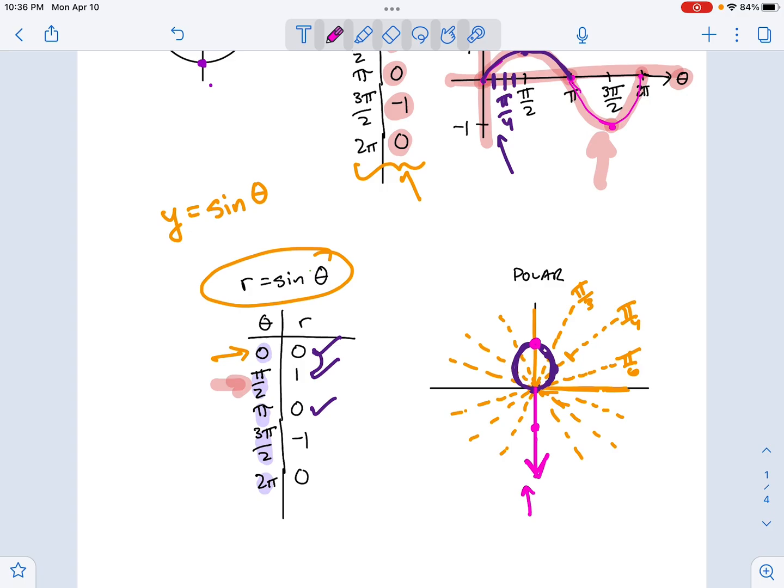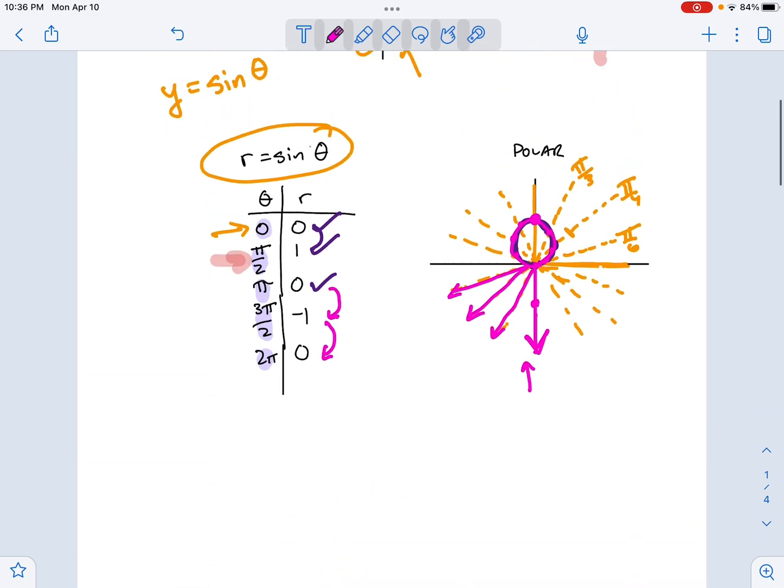And so if you plot the points from here to here and from here to here, what you'll see is, because now you're going in this direction, they're all going to be negative, and they're going to be retracing the points that we already made. And so you're just going to be going around the circle a second time. Okay, that's it for this.